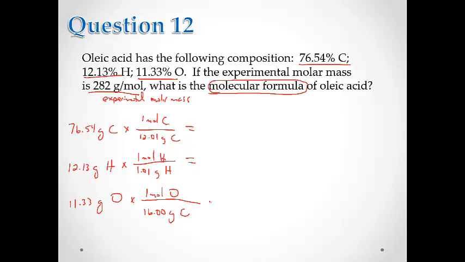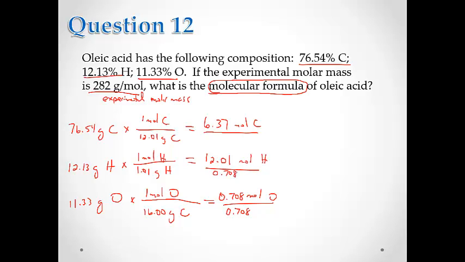And we will get our calculator to do the next step for us. We get 6.37 moles of carbon. The next one I get 12.01 moles of hydrogen. And the final one is 0.708 moles of oxygen. Okay, so we've gone grams to moles. Now moles divided by the smallest number. So I see that the bottom one here, 0.708, is my smallest. So each of them gets divided by that number.